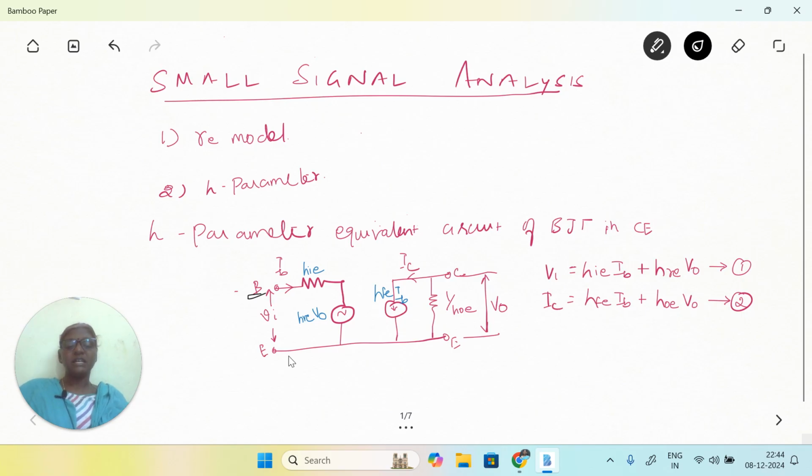As per the h parameter equations, the equations for the input voltage and output current are written here. Vi is equal to hie Ib plus hre Vo. This is the first equation of the h parameters, and the second equation is the output current equation. Here the output current is the collector current. So Ic is equal to hfe Ib plus hoe Vo. This is the second equation.